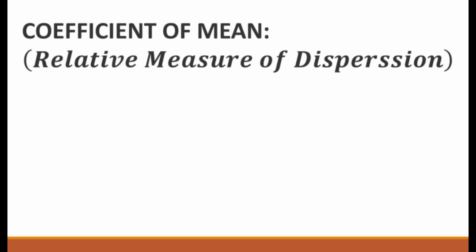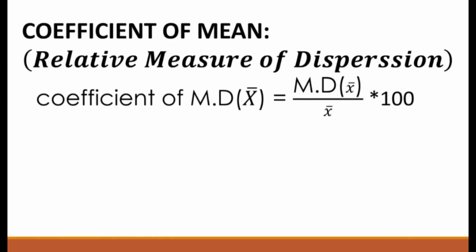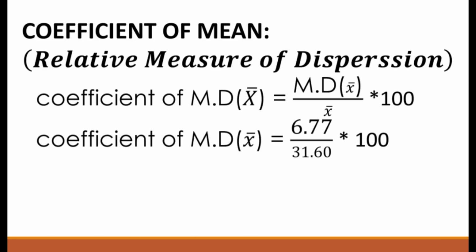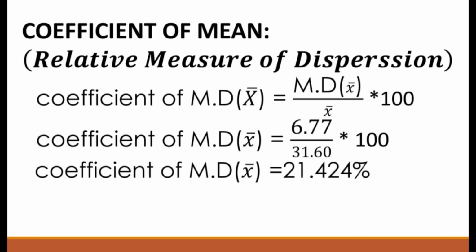For the relative measure of dispersion, we have the formula: coefficient of mean deviation about mean equals mean deviation about mean divided by mean, multiplied by 100. So 6.77 divided by 31.60 multiplied by 100. The answer will be 21.424%. Students, this is our today's lecture.